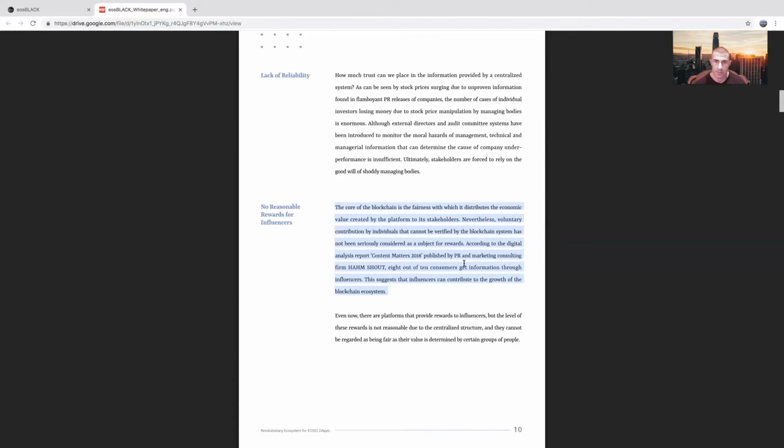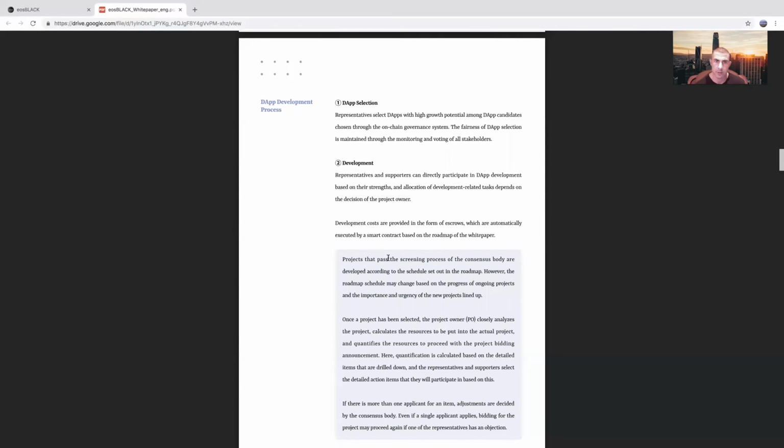The core of blockchain is the fairness in which it distributes the economic value created by the platform to its stakeholders. Nevertheless, voluntary contribution by individuals that cannot be verified by the blockchain system has not been seriously considered. According to the Digital Analysis Report for Content Matters 2018, published by P&R marketing consulting firm Haim Shout, 8 out of 10 consumers get information through influencers. That suggests that influencers can contribute to the growth of the ecosystem. So essentially, EOS Black is aiming to distribute value for some of the influencers who are creating value for them.